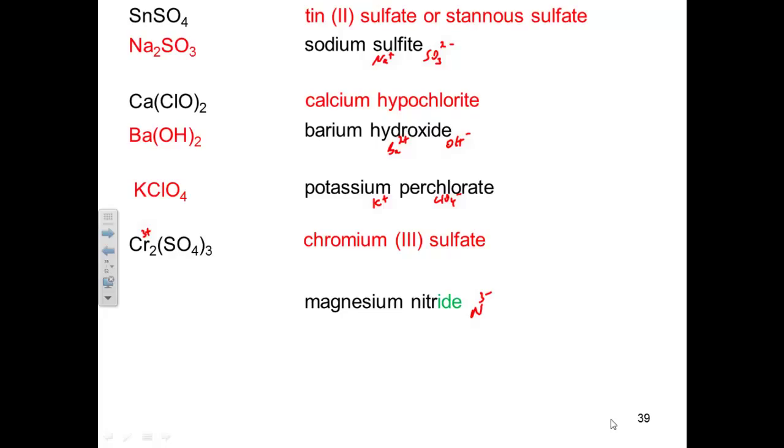So I got magnesium and nitrogen with 3 minus, which means I'm going to need magnesium has a 2 plus. So that means I'm going to need 3 magnesiums and 2 nitrides. Mg subscript 3, N subscript 2. Not a polyatomic ion, this is a monoatomic anion of nitrogen. Just trying to keep you on your toes to think about it as you name things, because everything's going to be mixed up when you have it on the test, etc.